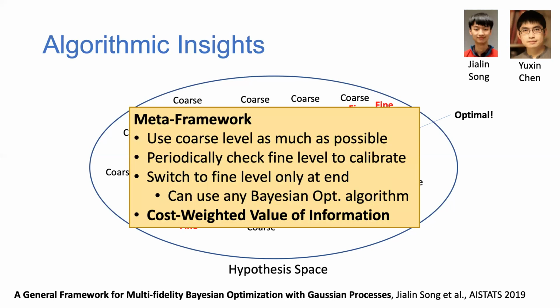And so this is a meta framework. The basic idea is to use the coarse level as much as possible. You periodically check with the fine level to calibrate. And you switch to the fine level only at the end. And at this end point where you've basically eliminated as much of the action space as possible using only the coarse level, it reduces to a standard Bayesian optimization approach. You can use any Bayesian optimization algorithm you want in this final step at the end.